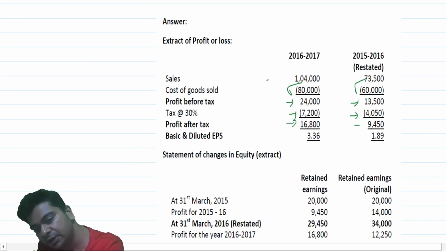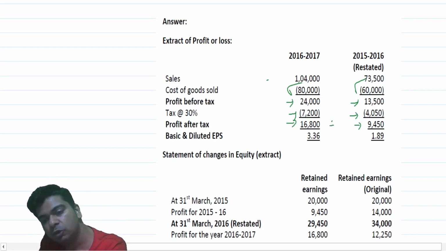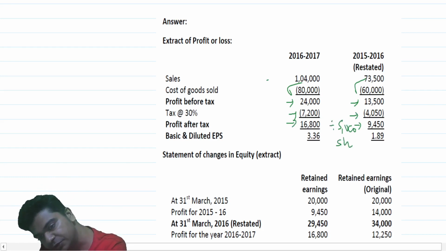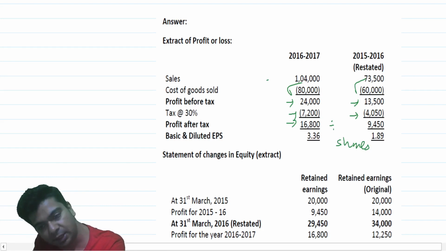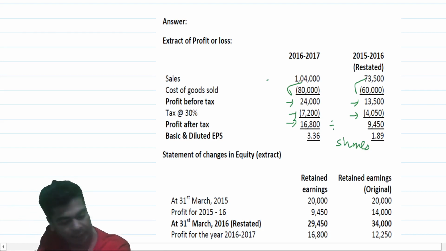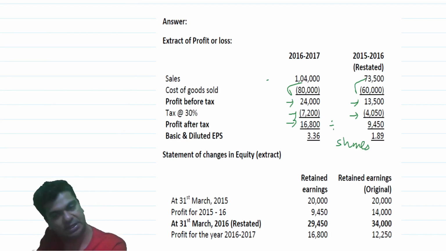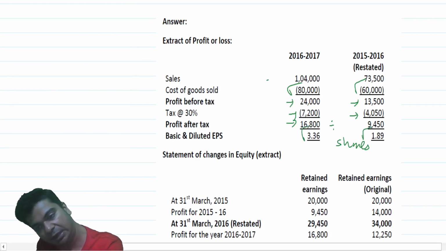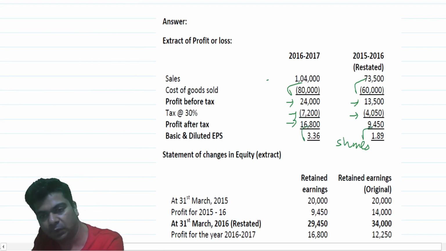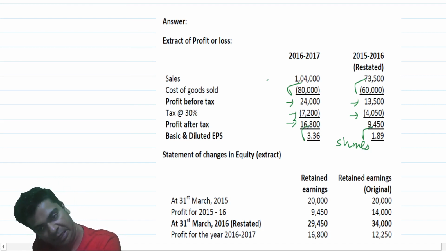You get 16,800 and 9,450. And then you have to divide that by 5,000 shares. That is what is giving you the basic and the diluted EPS. Right? 16,800, I'll just cross-check, divided by 5,000. Yes, I am getting 3.36 and here you will get 1.89. So that's how the extract of the P&L will be prepared.